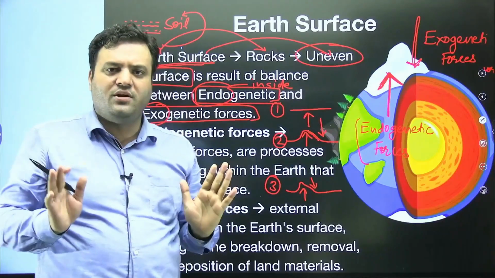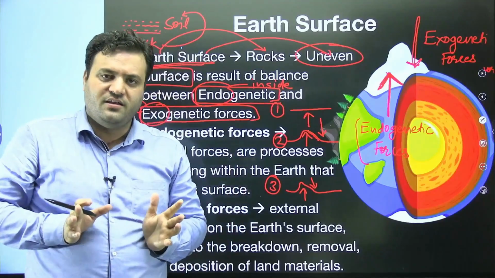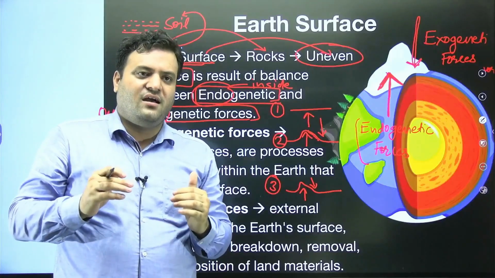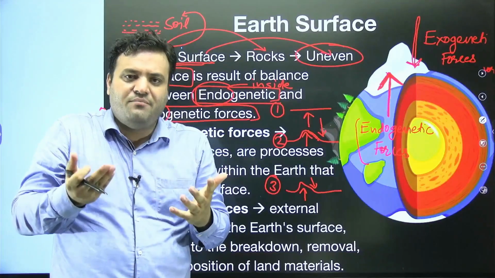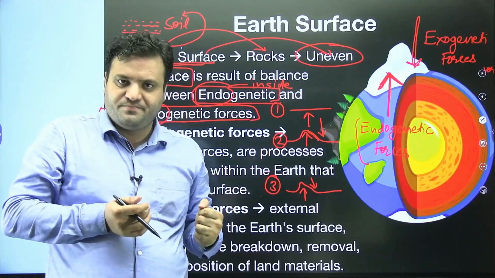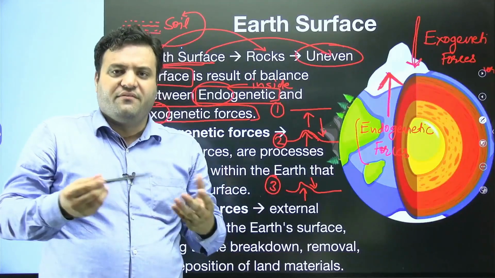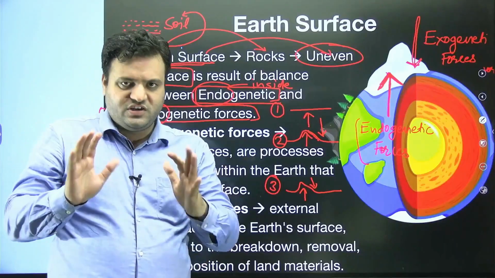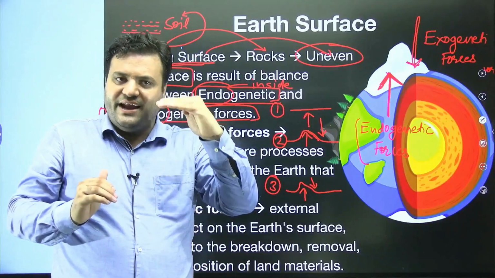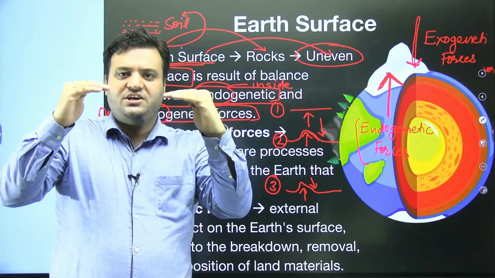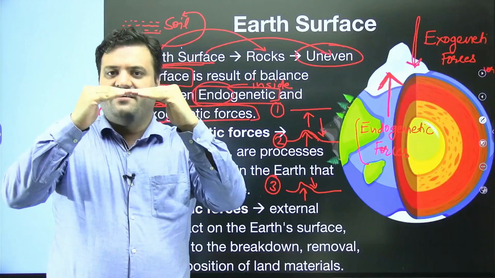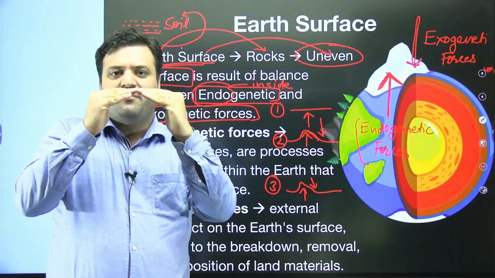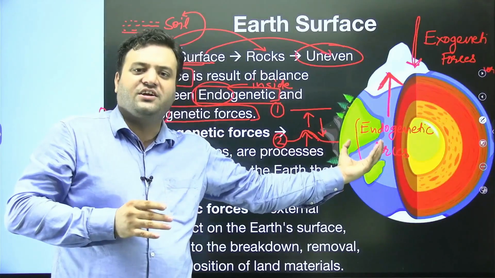Let me give you one more example. Himalaya, in the northern parts of India, we have Himalaya. The creation of Himalaya is an example of endogenetic force. We'll have a deeper dive on this particular aspect, but just try to understand that there was an Indian plate and there was a Eurasian plate. These two plates were colliding because of the intense endogenetic force.